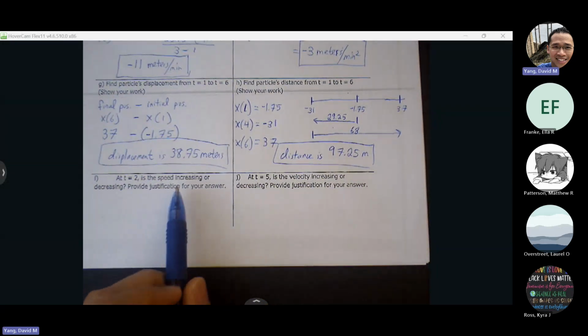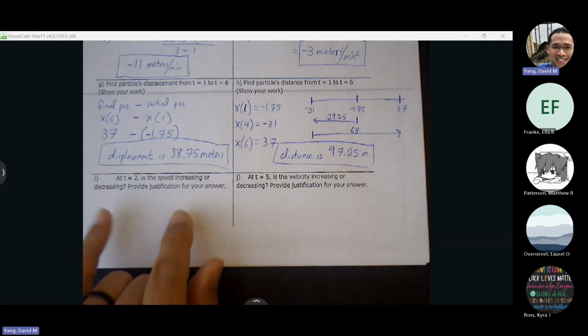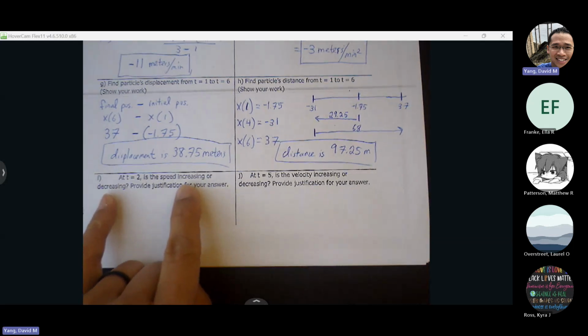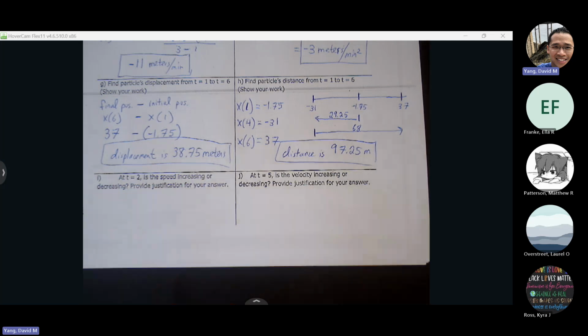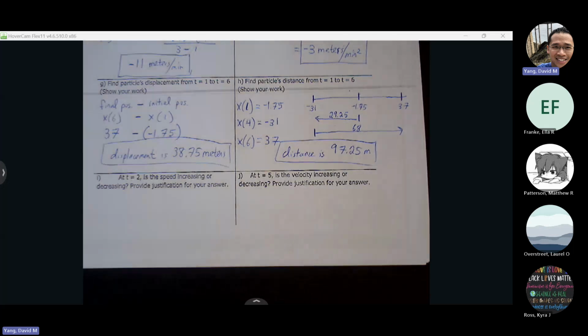Okay, at t equals 2, is speed increasing or decreasing? How do we determine increasing or decreasing speed? The acceleration and velocity, makes sense. Yeah, we look at the signs. If velocity and acceleration have the same signs, speed is increasing, right? If they're both positive or both negative, speed is increasing. But if one is positive and the other is negative, then speed is going to be decreasing.